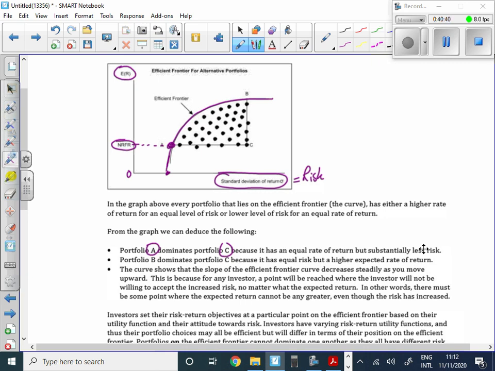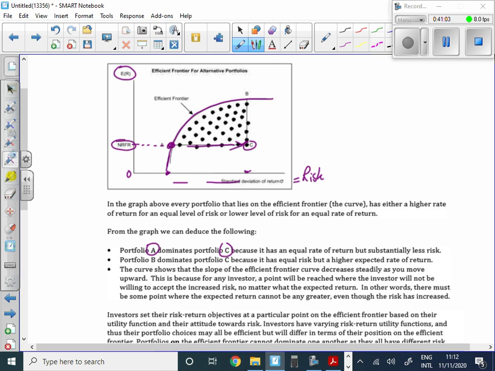Look where it sits. C is very, very risky. Look where it sits, all the way there on the risk scale. Very risky, earning the same return as A. So, of course, you'd be stupid to invest in portfolio C, when you can invest in A for the same return.